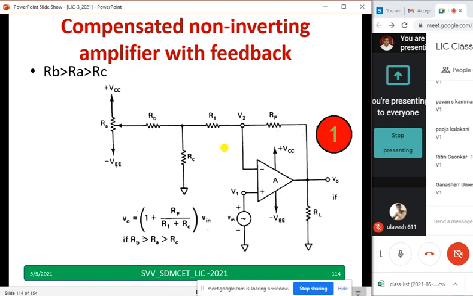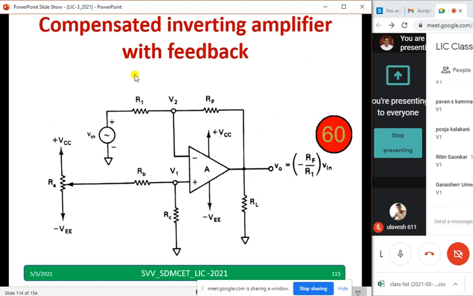Now let us go to the next, the compensated inverting amplifier. Sir, I want to give input to the inverting terminal of the inverting amplifier. So this circuit you are connecting to the non-inverting side. That's all. There's no discussion further. So gain will not change. Why will gain not change? I am not disturbing this part. Minus RF by R1 will remain as it is. That's all.